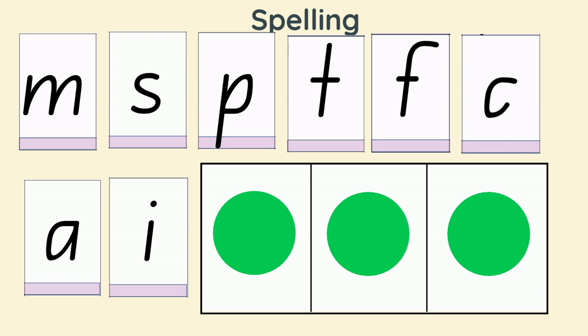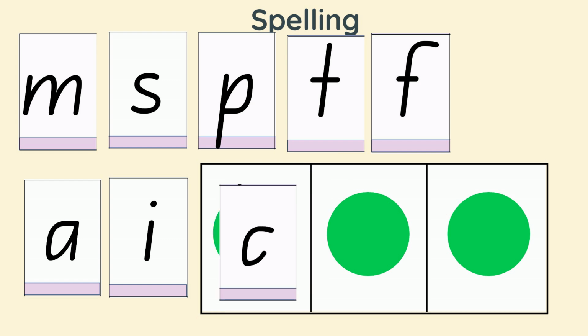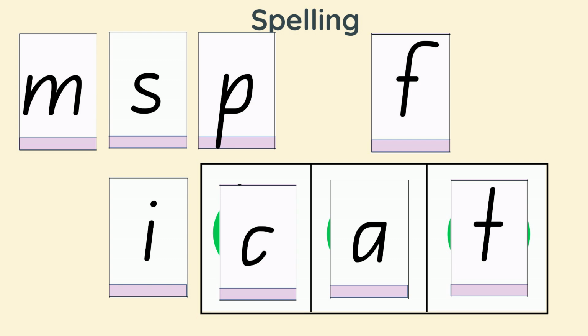Now I want to spell the word cat. Let's sound it. K, A, T. K is the first sound. That's our new letter. We need to put the letter C first. K, A. A will be the middle vowel. We need the letter A for A. K, A, T. Our last sound is T. Which letter will I use? T. I have spelled cat.